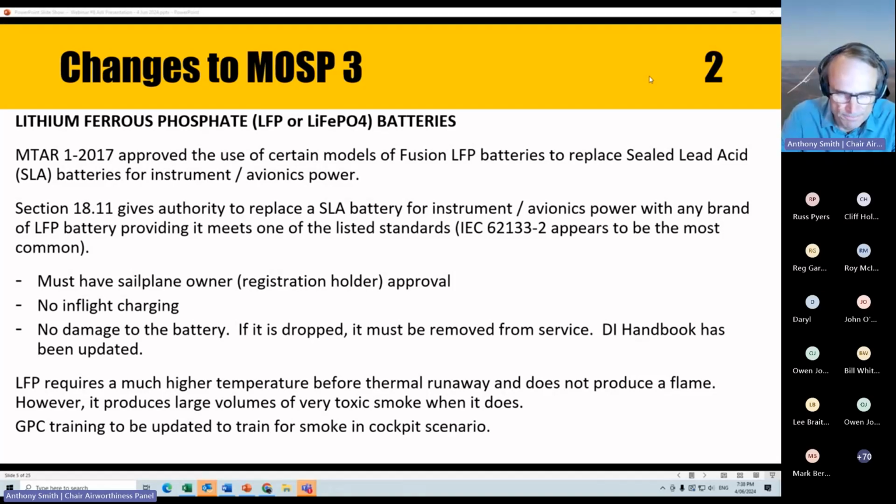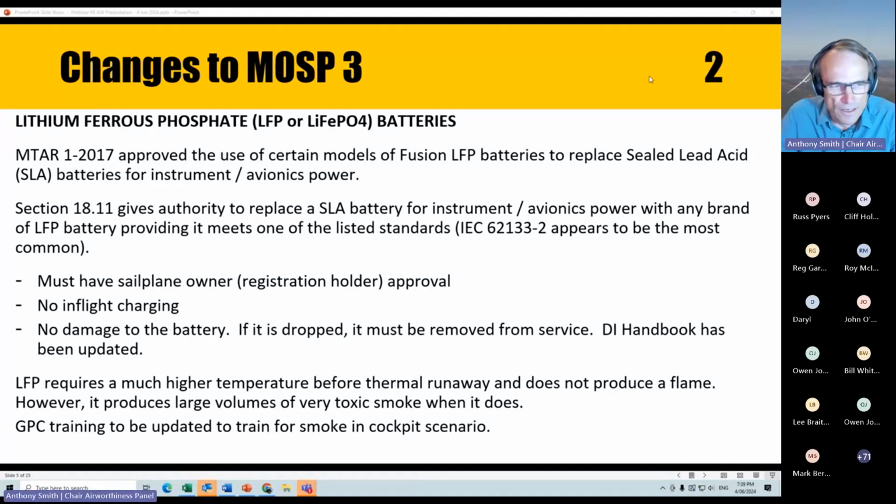This is important. Damage to the battery is a significant risk factor. So if you're in the habit of placing your battery on top of the wing as you fit it or remove it, and you have the risk of it sliding off onto the ground, that's not a good habit to be in. And I would encourage people to change their habits. It's going to be a very expensive mistake if you drop some of these batteries and then have to ditch them. Now, the Daily Inspection Handbook has also been updated as part of this change.